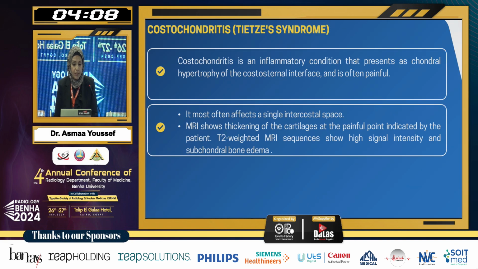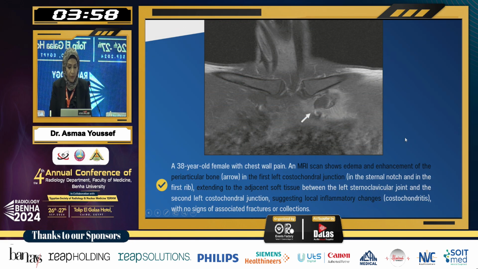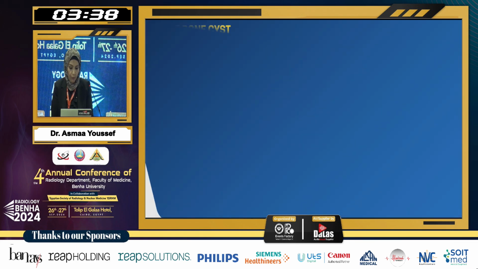Costochondritis: this syndrome is an inflammatory condition that presents as chondral hypertrophy of the costochondral interface and is often painful, often affecting a single intercostal space. On MRI, in this middle-aged female with chest wall pain, there is edema and enhancement of the periarticular bone in the first left costochondral junction, extending to the adjacent soft tissue, suggesting local inflammatory changes. Costochondritis, with no signs of associated fracture or collection.